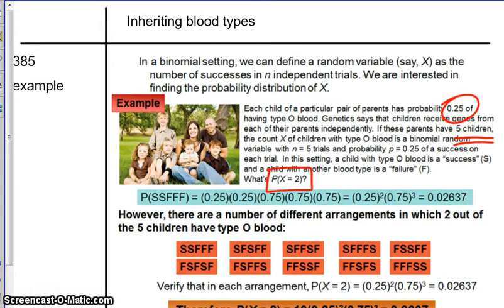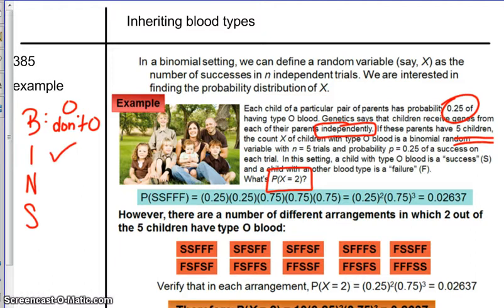Okay, so again, if I want to go through and do this correctly, I should check my bins idea. So either they have O or they don't have O. Each kid's independent. I believe they say it in there. Yeah, right there, independently. So that's a check. You're looking at 5 kids. Your probability of success is 0.25.